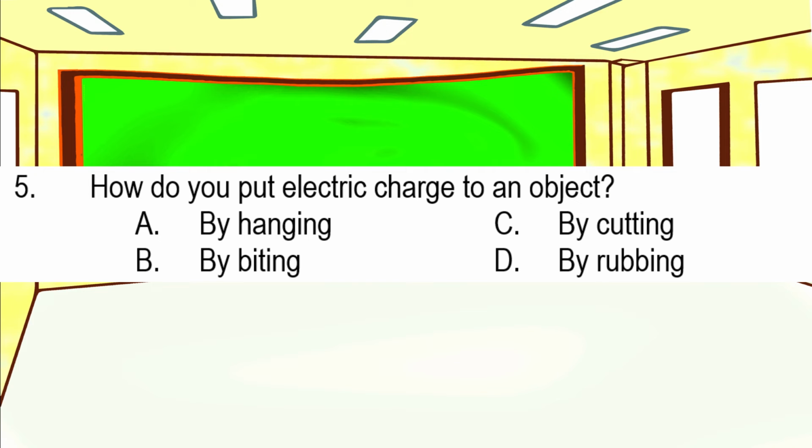Question number 5. How do you put electric charge to an object? A. By hanging, B. By biting, C. By cutting, D. By rubbing.